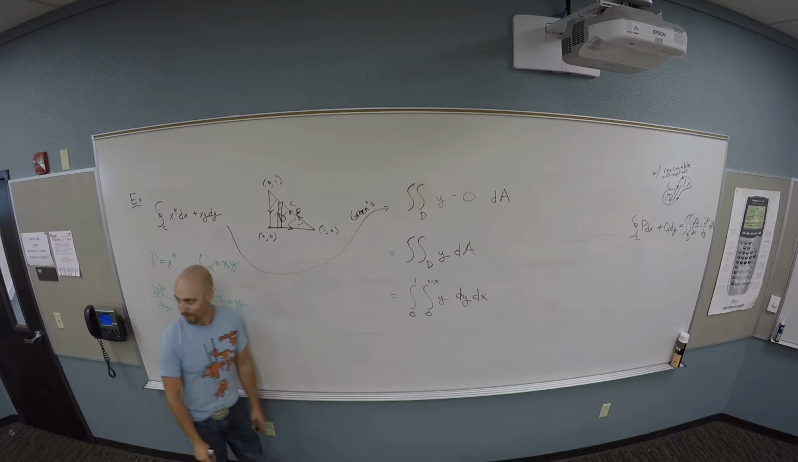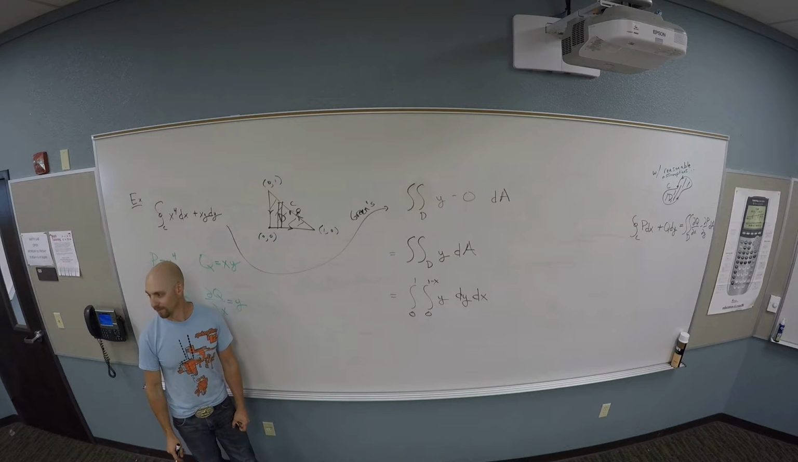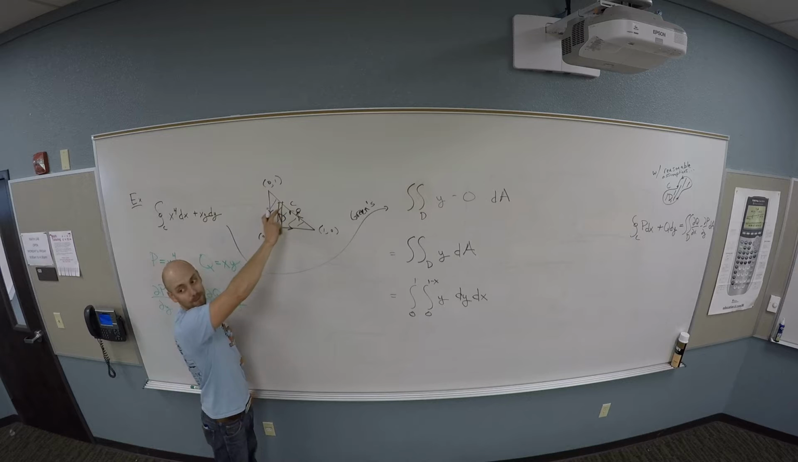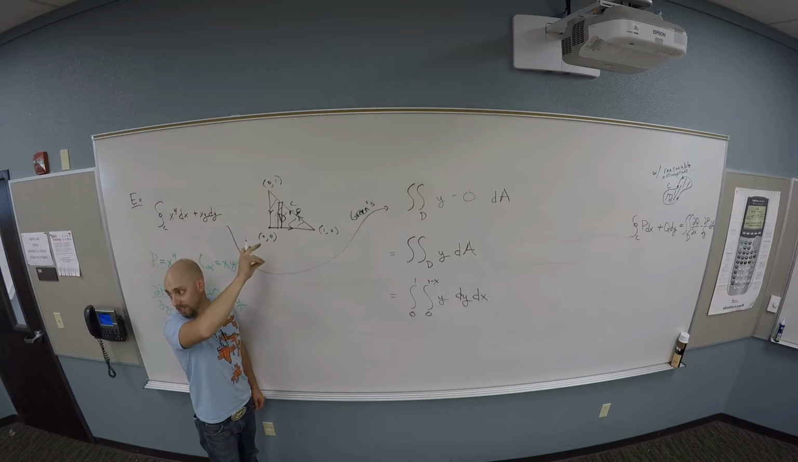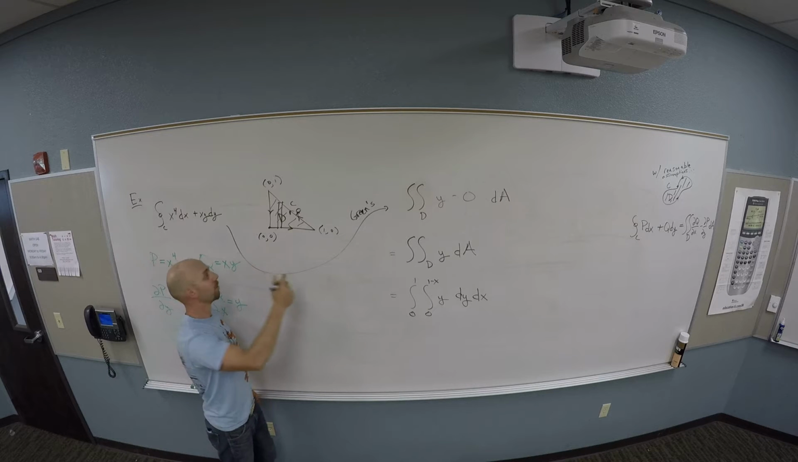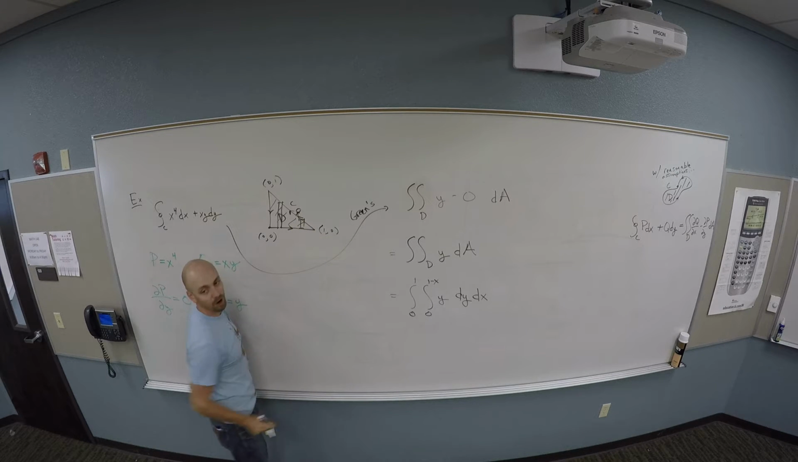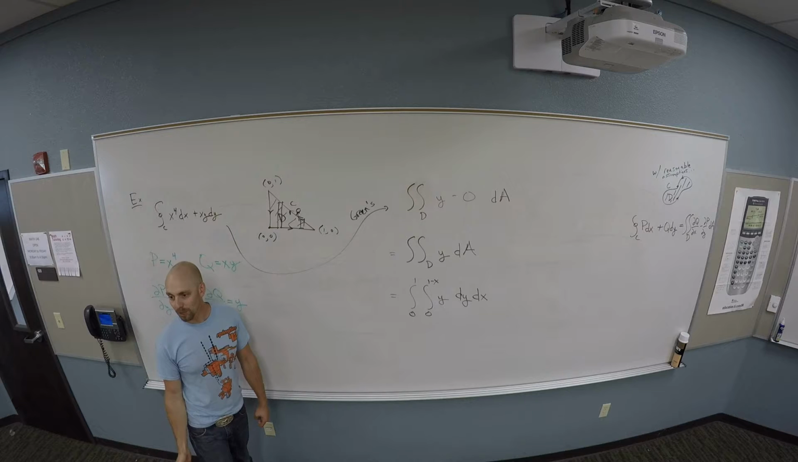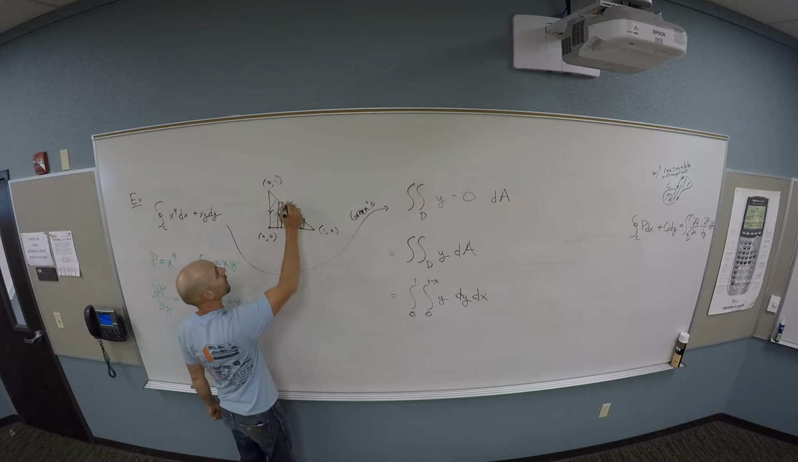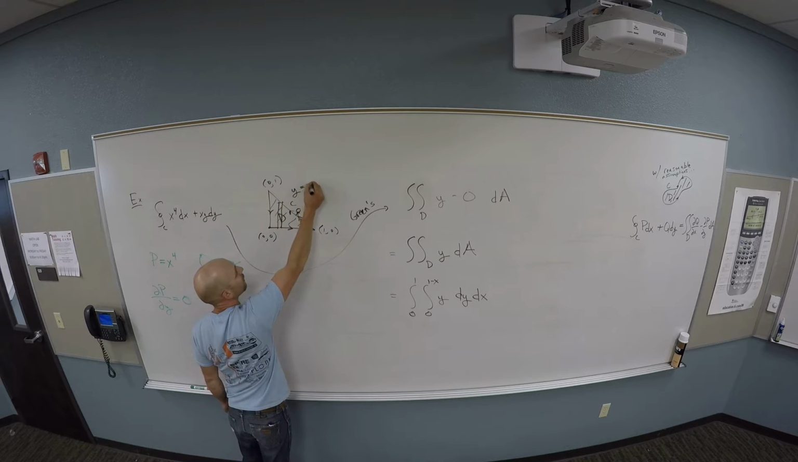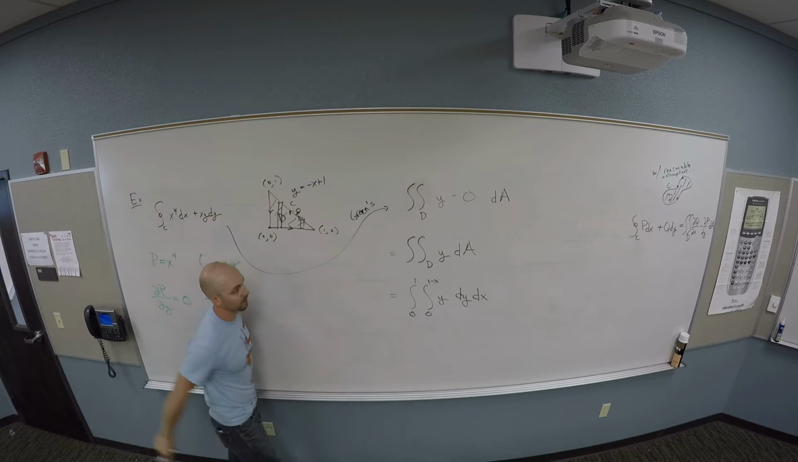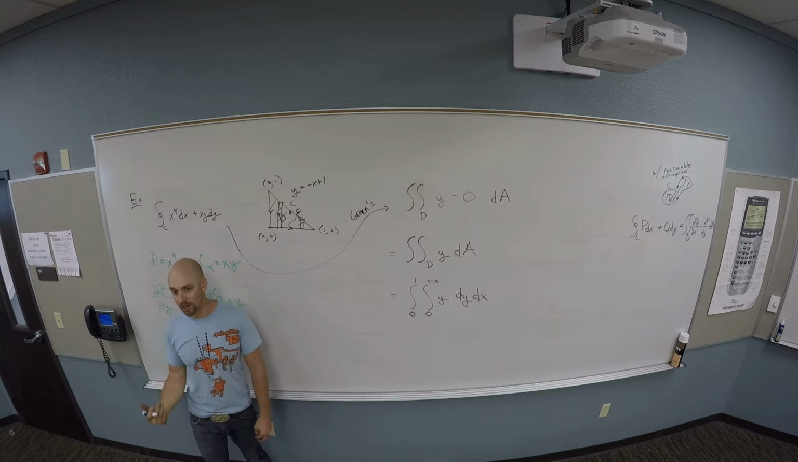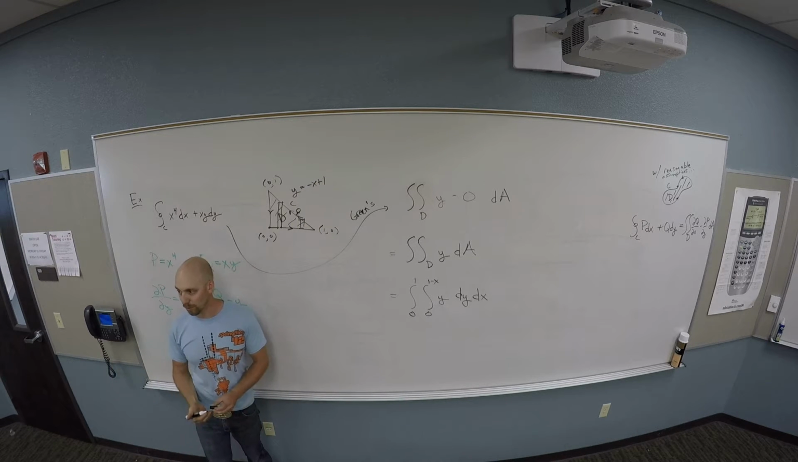Minus x? Oh, because of the line. Oh, yeah, it's the top. They don't all go the same height, right? They all start at 0, but they go to different y values, depending on how far over they are. So I need the equation of that line. That line is y equals minus x plus 1. So the y's start at 0 and go to 1 minus x.